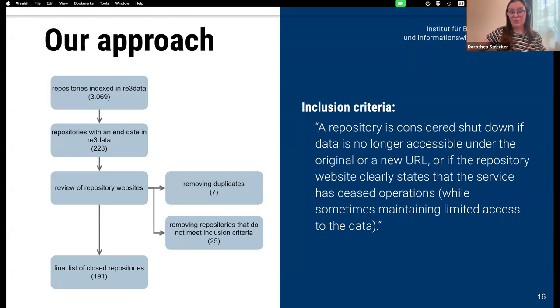So in our definition, rebranding or relocating to a new URL is not considered a shutdown. And the content is not considered deprecated unless it's explicitly stated. So this is a fairly inclusive definition. I think it allowed for changes, but it also gave clear boundaries of what was included and what was not. After applying these criteria, we arrived at a sample of 191 closed repositories, and for these, we collected additional information as described before. So we visited current and archived versions of the website, and we also checked any additional resources for information on the shutdown process.